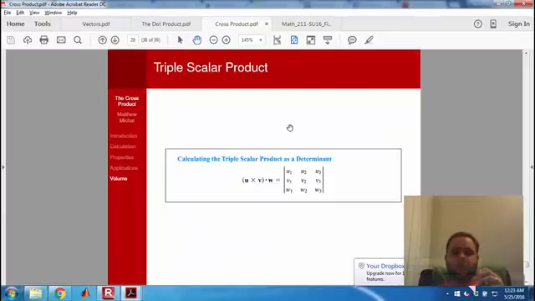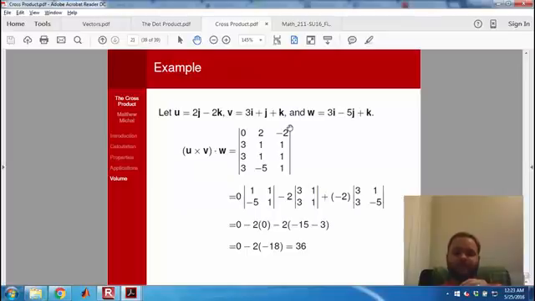How do we find it? Well, instead of having i, j, and k, just add an extra row. Replace that with your w. So when we calculate it out, I accidentally put two rows in there. We can do that, and we simplify it out, and we find that the parallelepiped that's given by u is equal to 2j minus 2k, that means 0i, plus 7, v is equal to 3i plus j plus k, and w being 3i minus 5j plus k. Those three vectors imply that if you take the volume generated by these three vectors, you get a volume of 36.